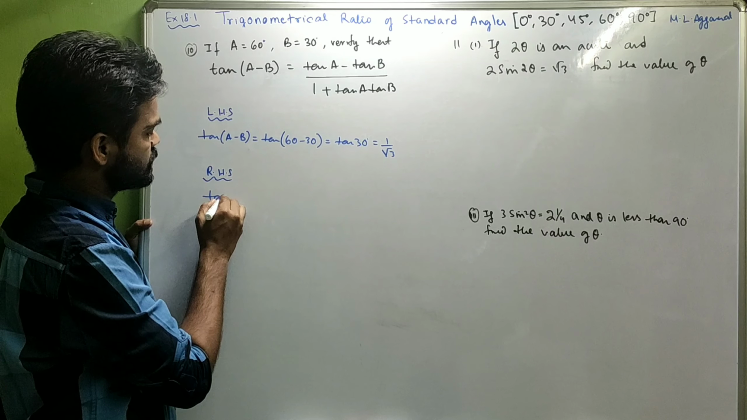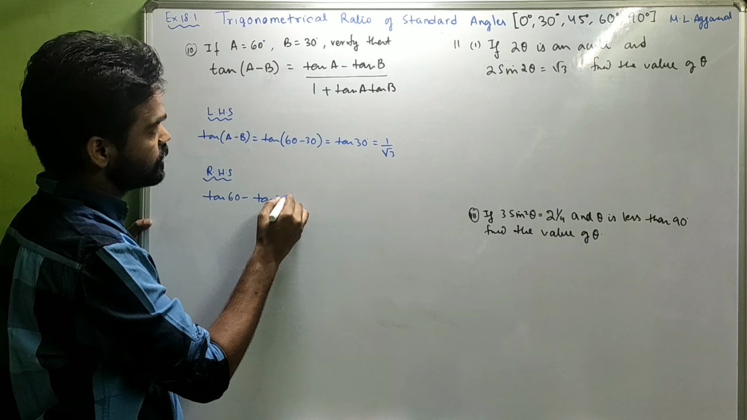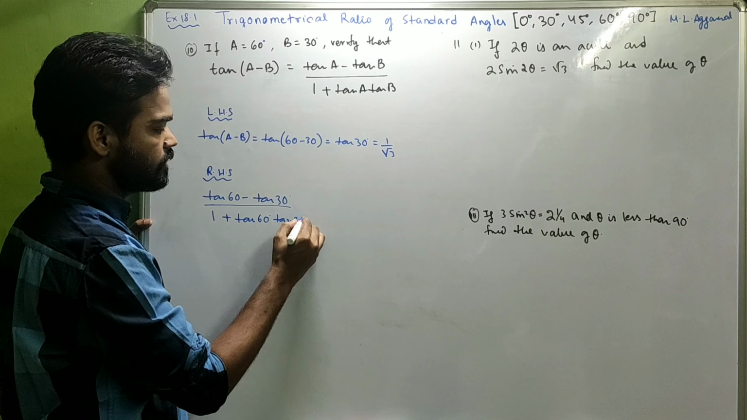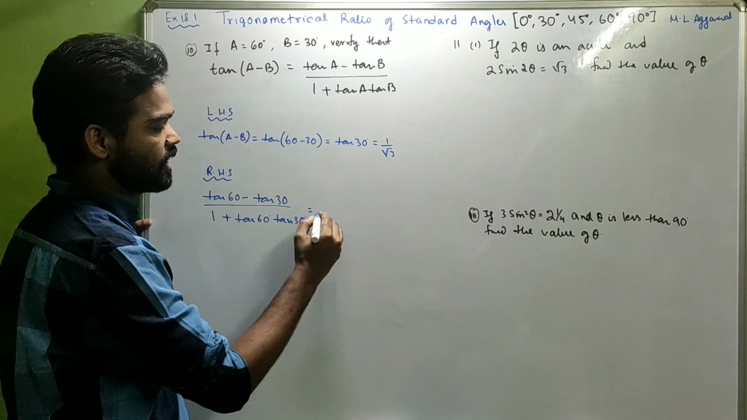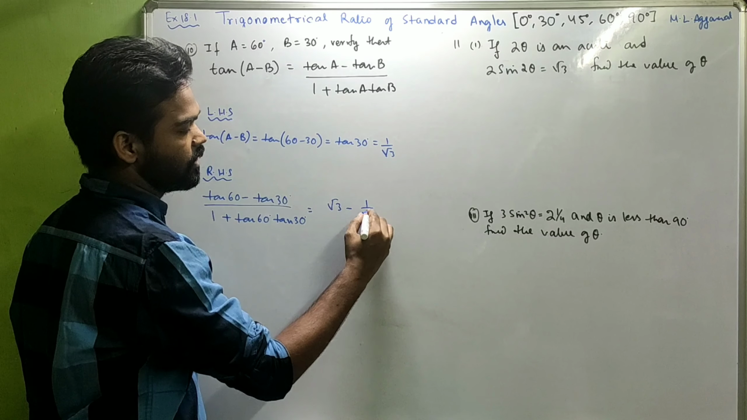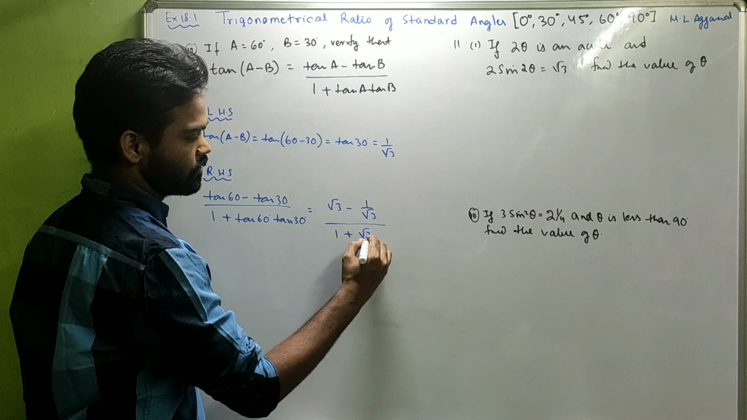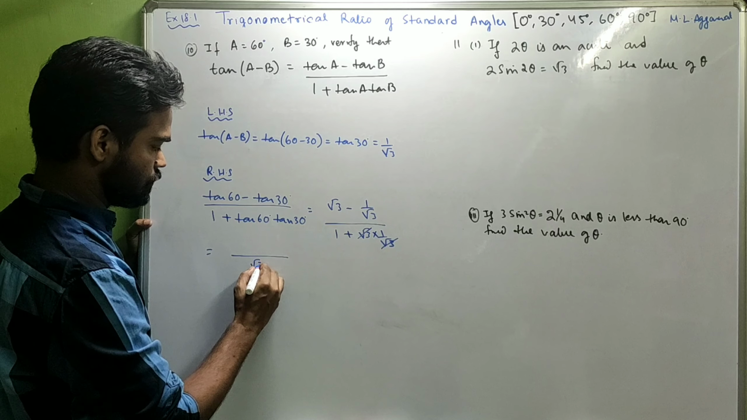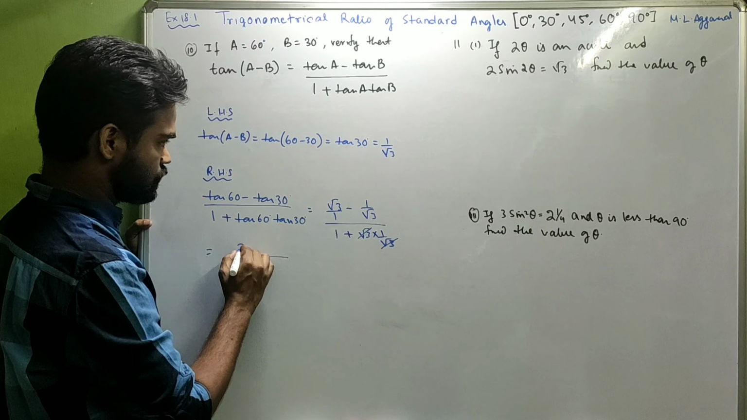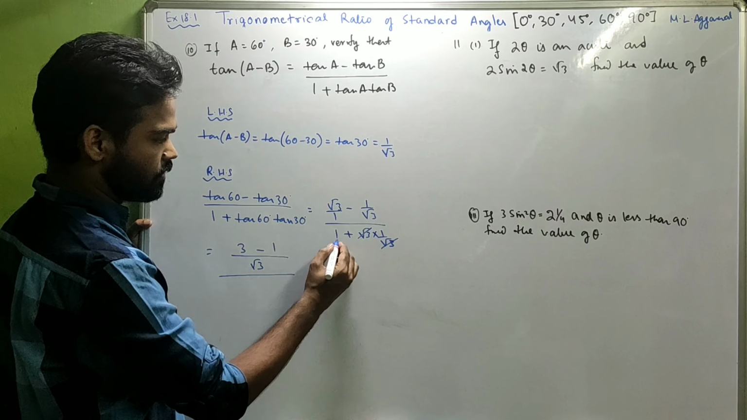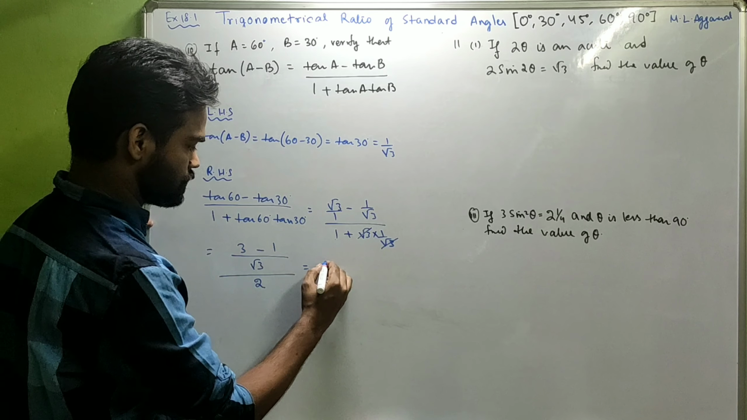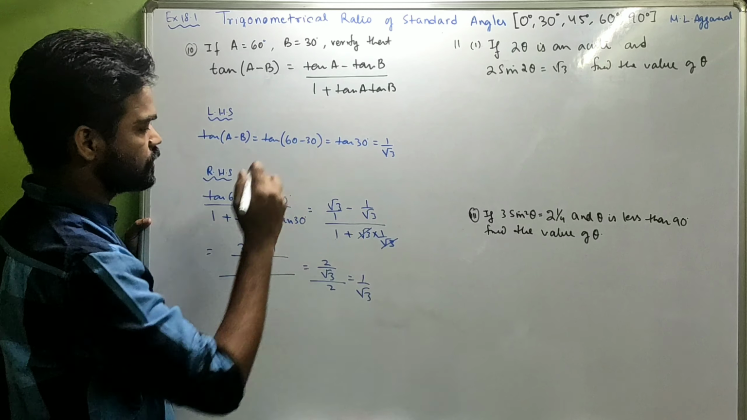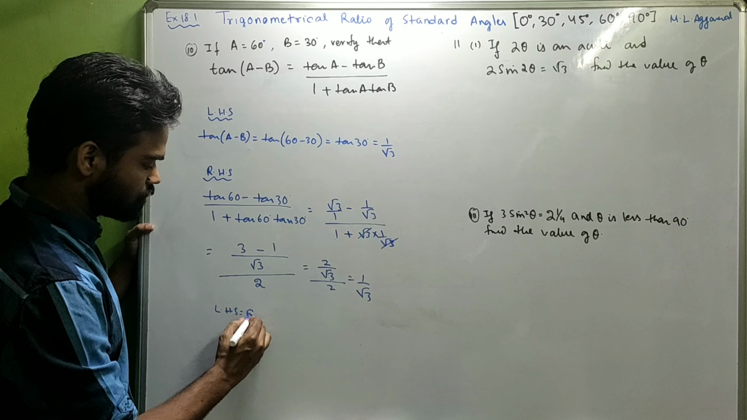See, that will be tan 60 minus tan 30 by 1 plus tan 60 tan 30, isn't it? Now I'll put the value of tan 60, that's root 3. Tan 30 is 1 by root 3. Over here 1 plus root 3 into 1 by root 3. Am I clear? So if you take root 3 like this, root 3 will be 3 minus 1. In the denominator you have 1 plus 1, that's 2. So that becomes 2 by root 3 divided by 2. That becomes 1 by root 3. So they are equal. LHS equals RHS.